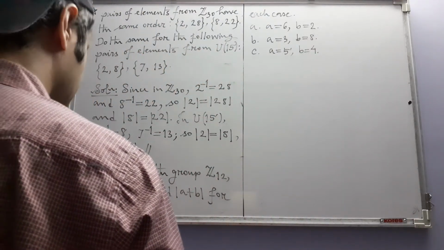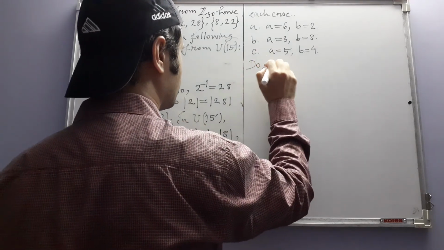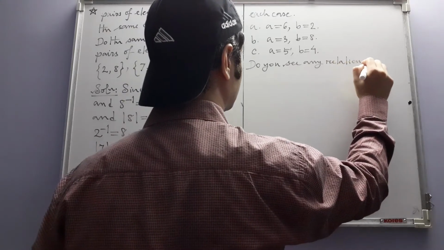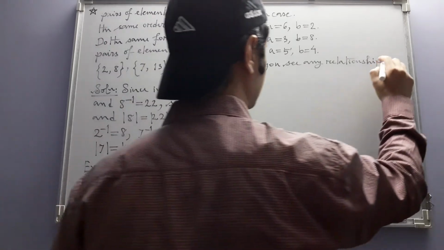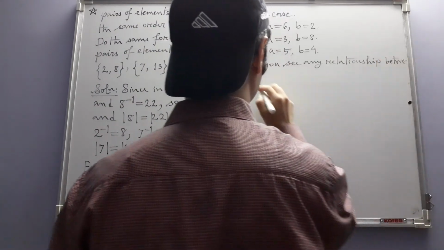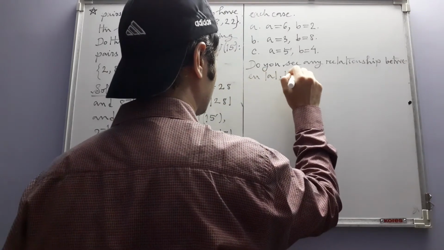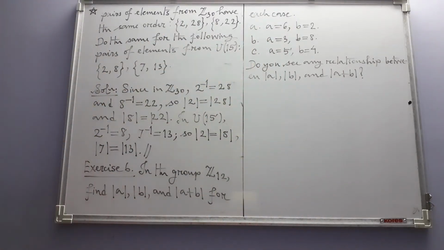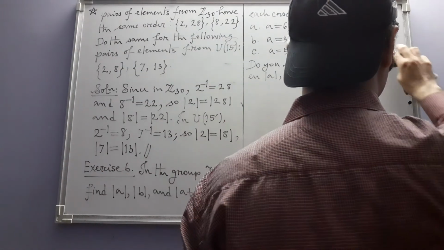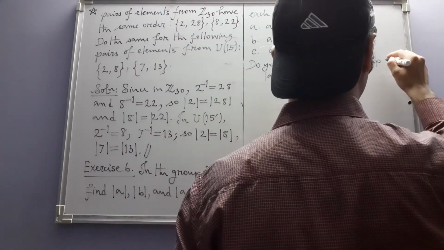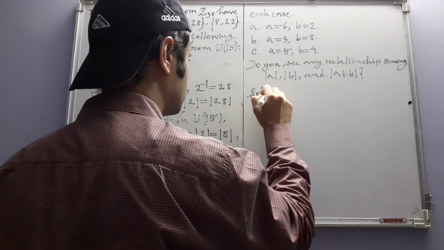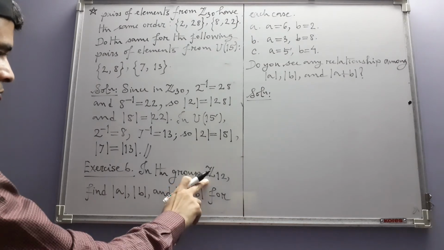Do you see any relationship among these three quantities? So we just have to find the orders, and the group is Z12.